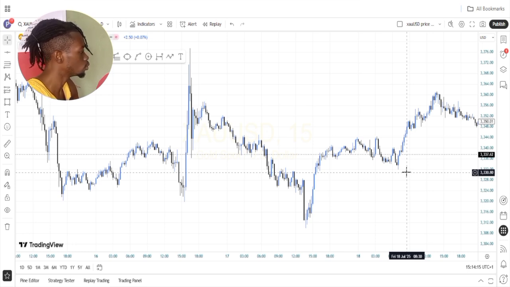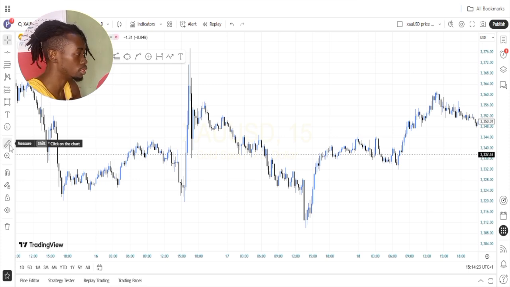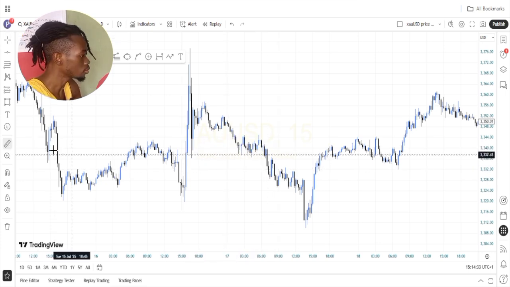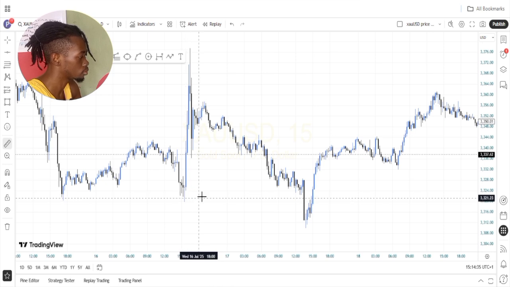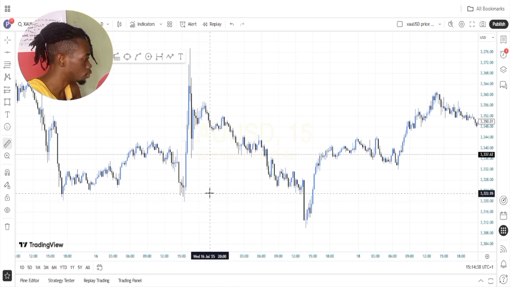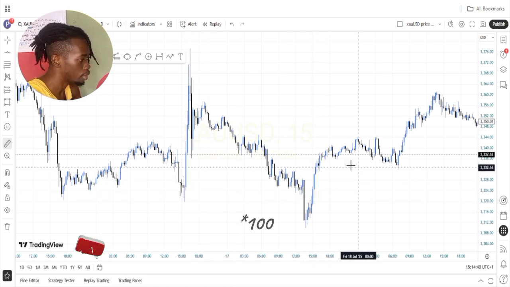Now, the first thing you want to do when you want to draw a psychological level is get your ruler tool. There are two ways of drawing the psychological level on gold. You're either using 50 pips measurements or 100 pips measurements. For example, we want to use the 100 pips measurements. You take your ruler tool and you measure 50 pips from wherever price is currently at.